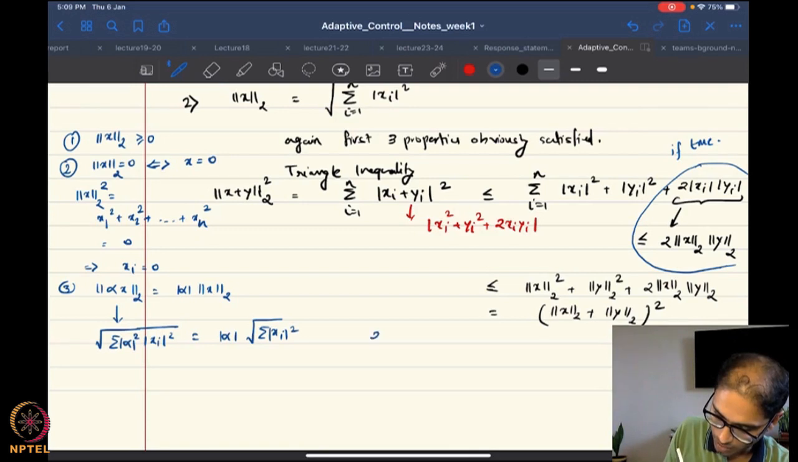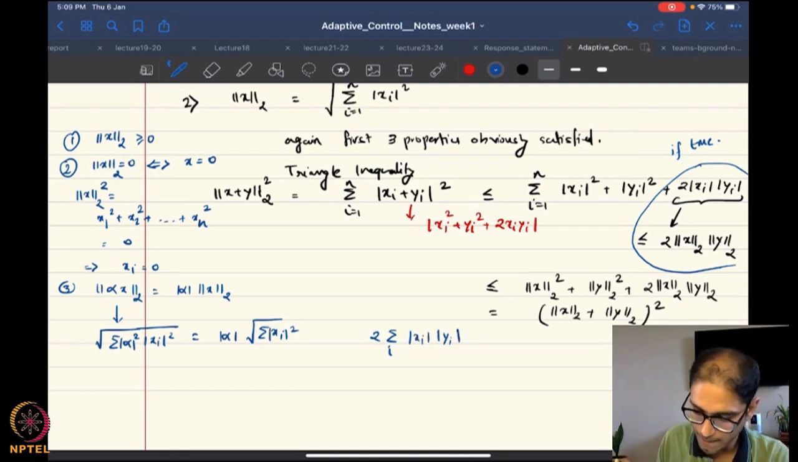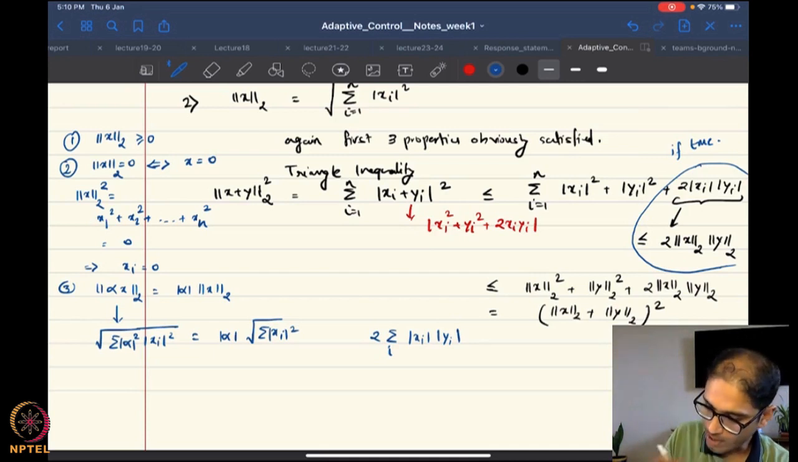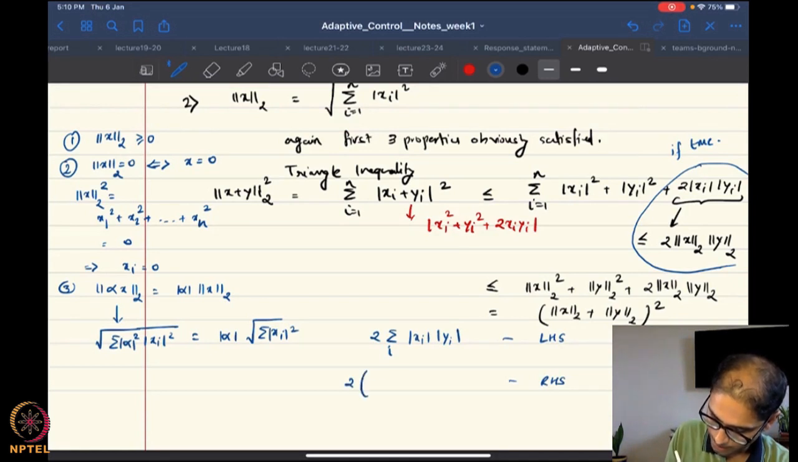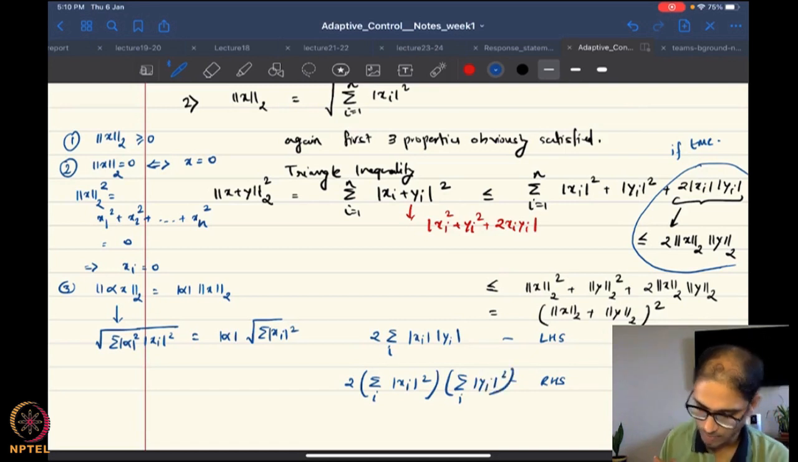So I have twice the summation over i of xi and yi on the left hand side, which is the LHS. The RHS is twice the square root of the summation over i of xi squared multiplied by the summation over i of yi squared.